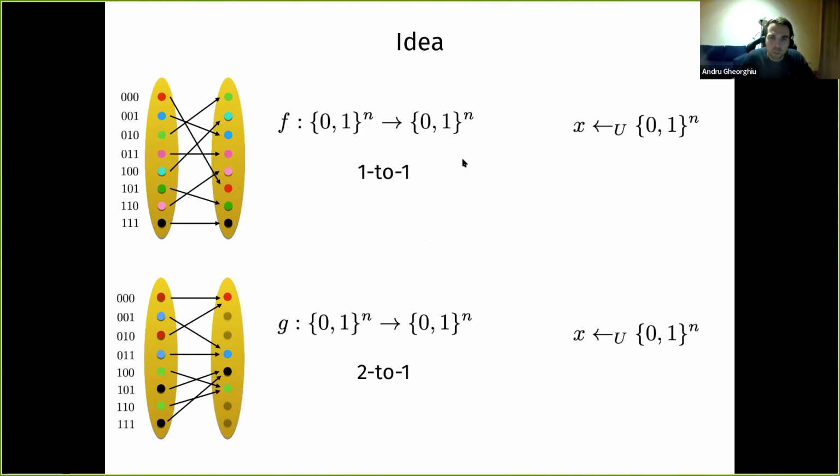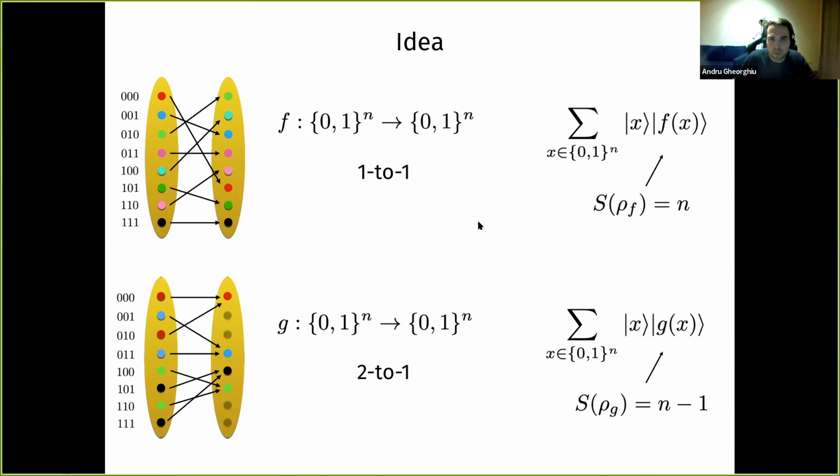Let's imagine what happens when we evaluate either of these two functions with a uniform input. If your function is injective, if it's 1-to-1, then f of x is just uniform on this entire output domain. In the other case, it's uniform on half of the output domain. If you look at the entropies of these two random variables, for the 1-to-1 case, it's going to be n. It's the maximum entropy that you can get. And in the other case, it's n-1 because you're only using half of the output space. It's because you have these collisions in your function.